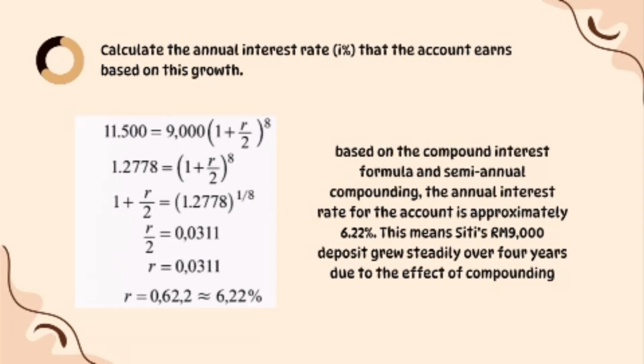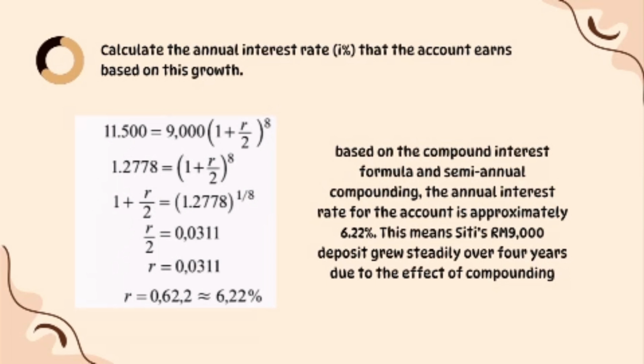And then we calculate, and we will get 1.2778 equals bracket 1 plus R over 2, bracket power of 8. And then, after we calculate it again, we get 1 plus R over 2 equals 1.2778 to the power of 1 over 8. And then, after we substitute it, R over 2 equals 0.0311. And then we'll get the answer, 0.0311.